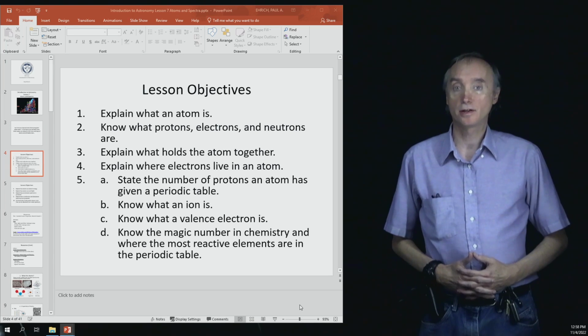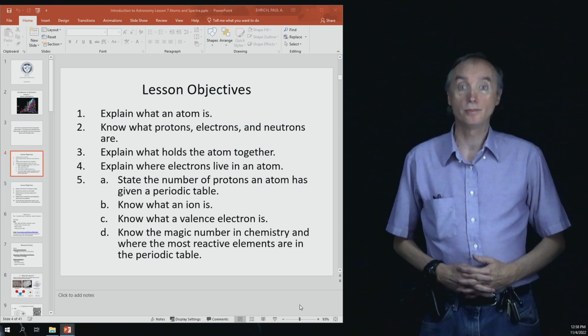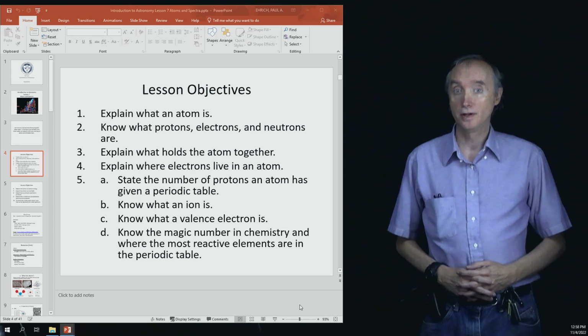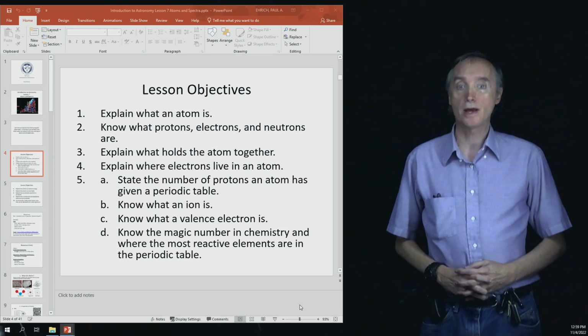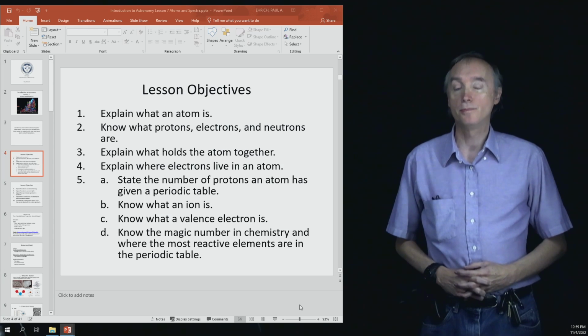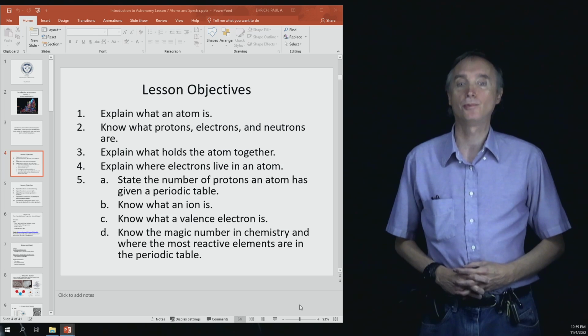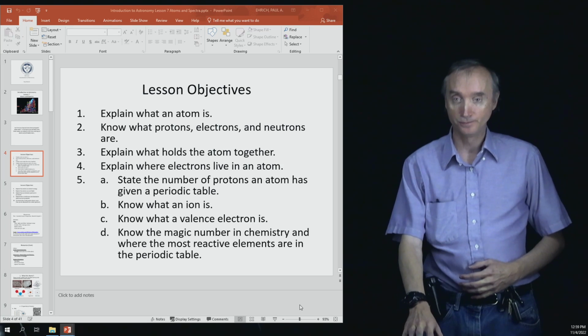So in this particular lesson, we're going to learn what an atom is. We'll know what protons, electrons, and neutrons are, explain what holds the atom together, explain where the electrons live inside the atom, and then state the number of protons an atom has if you're given a periodic table, know what an ion is, know what valence electrons are, know what the magic number in chemistry is and where the most reactive elements are located in the periodic table.